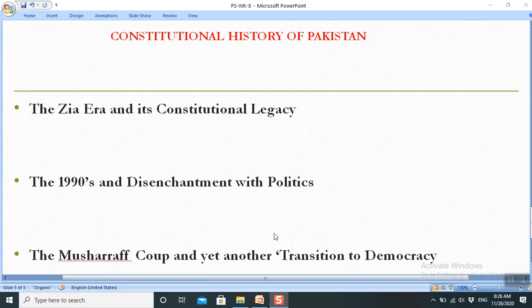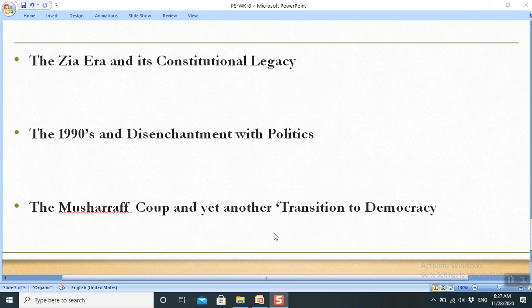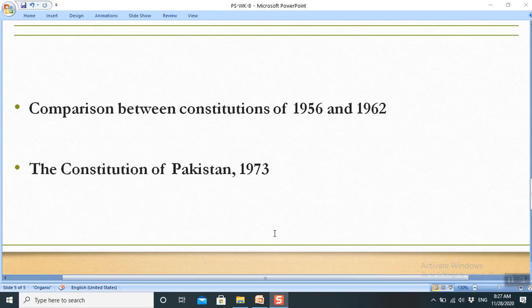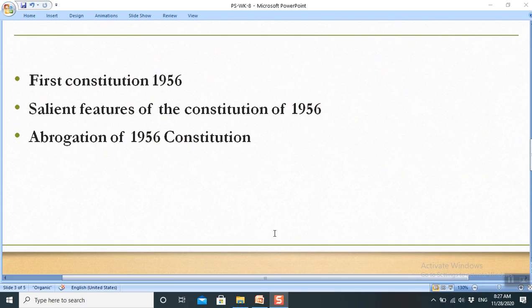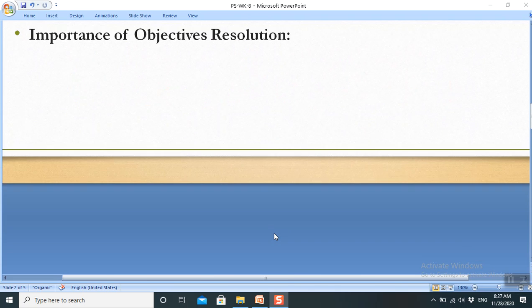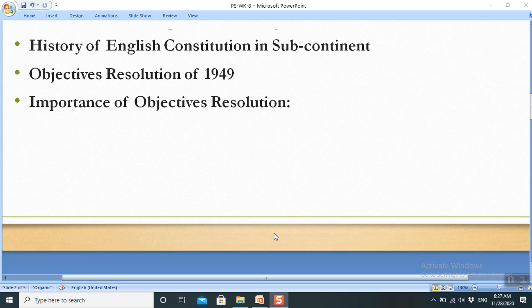the Zia era and its constitutional legacy, in the 1990s, the politics of that time, Musharraf's coup. These are the topics we are going to discuss in today's discussion.